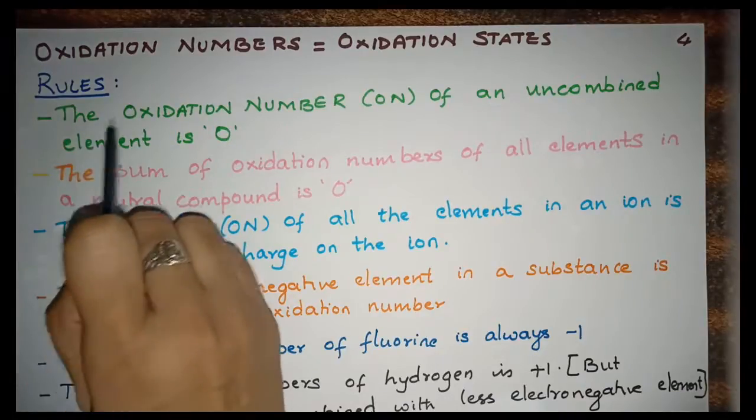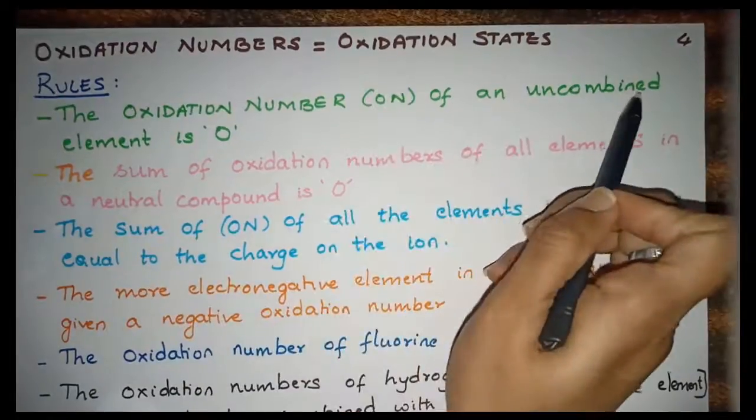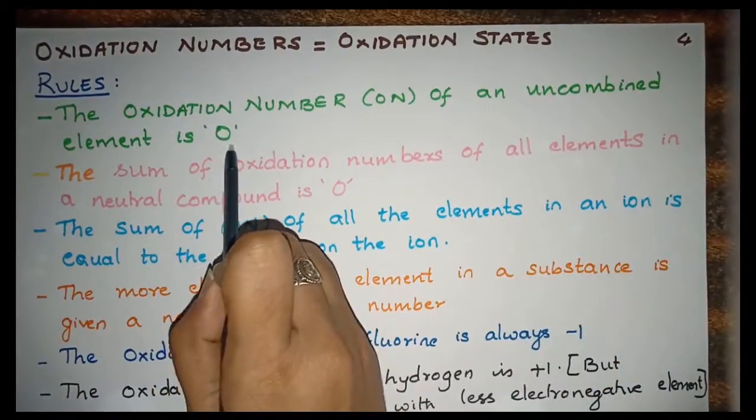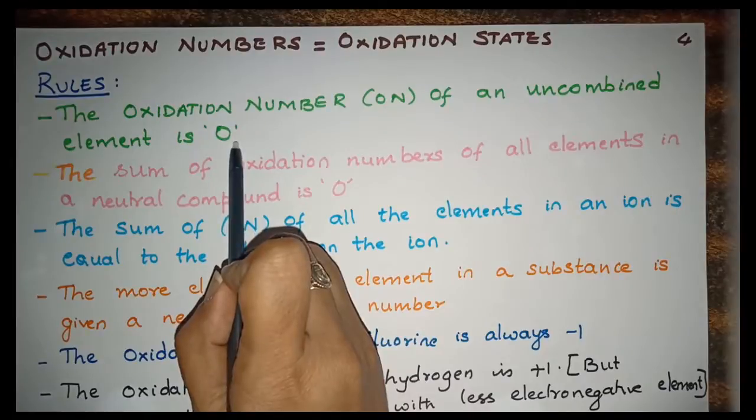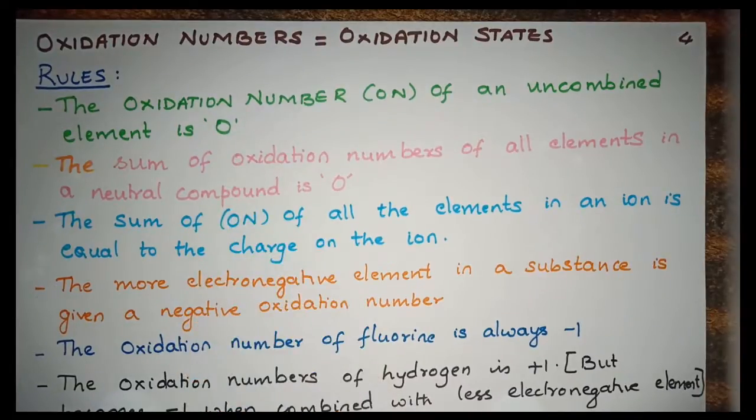The first rule is that the oxidation number of an uncombined element is 0. So what does that mean? Suppose I am talking about any element, be it sodium or oxygen, anything, you see that the oxidation number is 0 itself. Why do you think that it has to be 0? It has to be 0 because there is no gaining electron or losing electron in the first place. So it becomes 0. Makes sense, right?